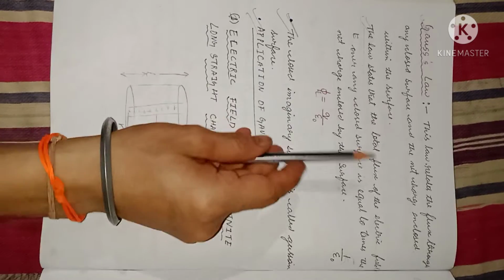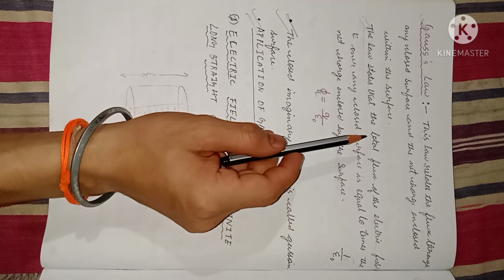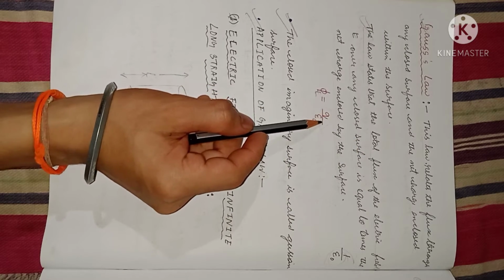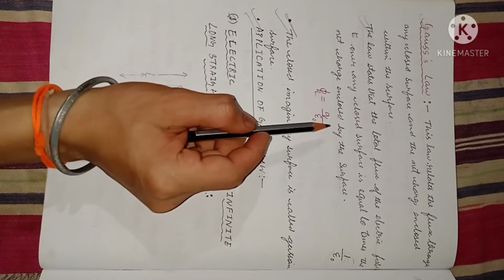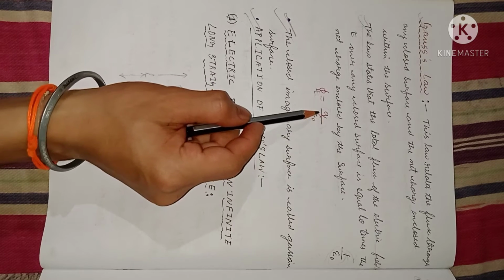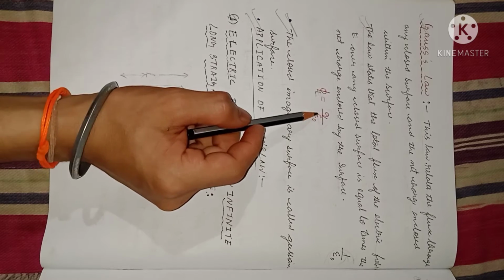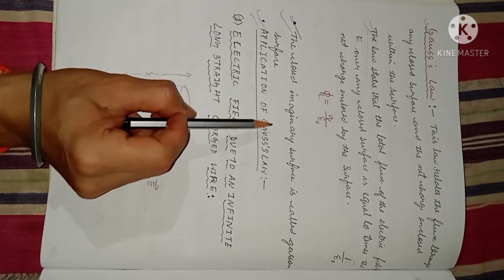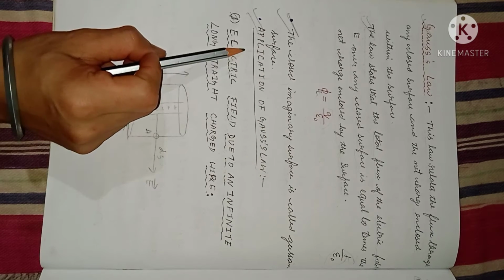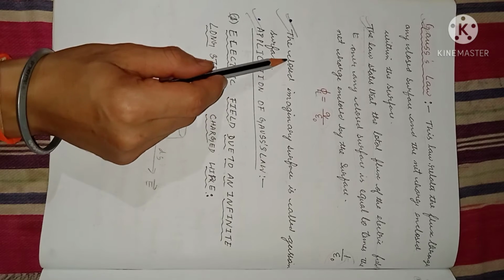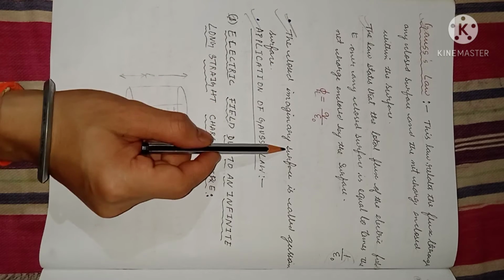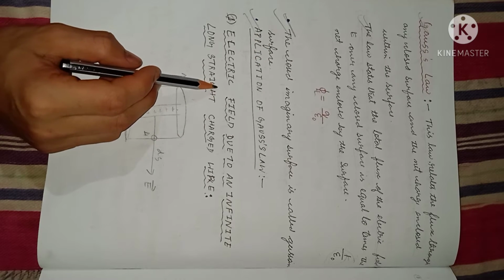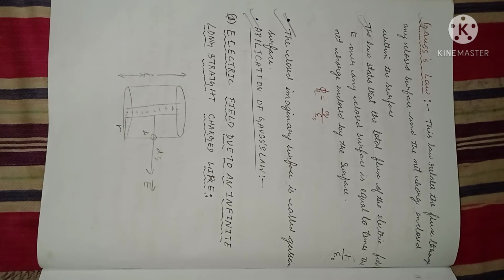It already states that the total flux of electric field E over a closed surface is equal to 1 by epsilon naught times the net charge enclosed by the surface. Now, a closed imaginary surface is called a Gaussian surface. I have already told you that Gauss law is only applicable to a closed imaginary surface. Since you have studied the formula directly, I think today we'll derive the formula.